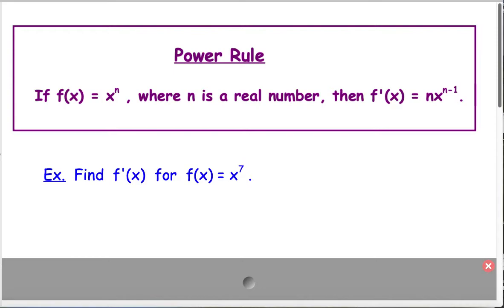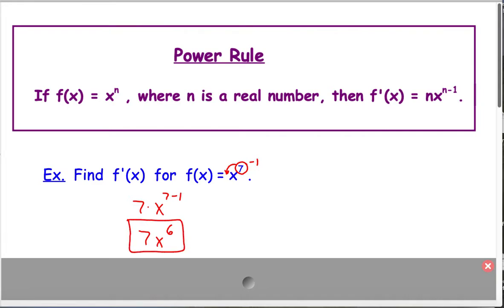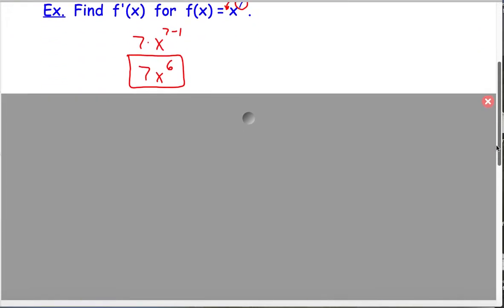Find f prime of x for f of x is equal to x to the 7th power. All right, well, the power rule says we take this exponent, we multiply it out in front, and then we reduce it by 1. So it's going to be 7 times x to the 7 minus first power, or 7x to the 6th power. Easy enough. Let's look at another one.